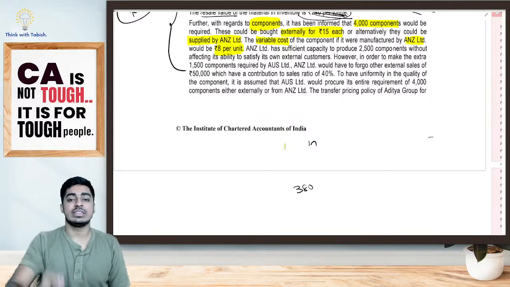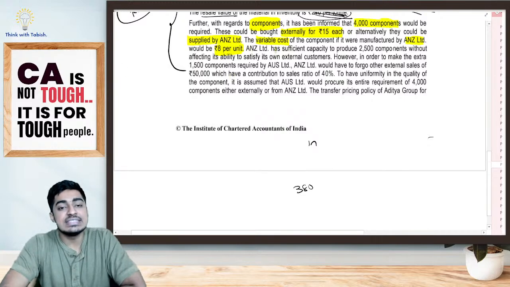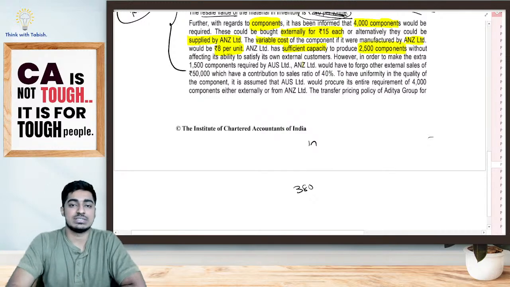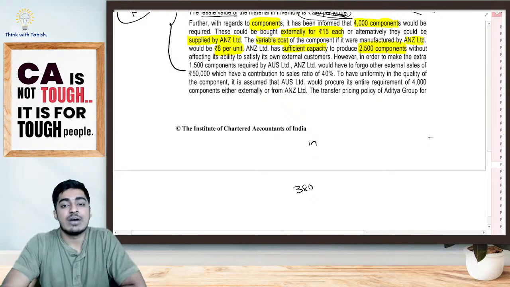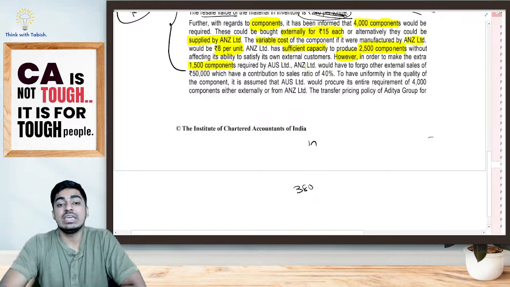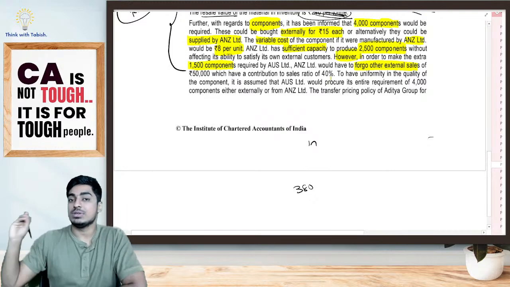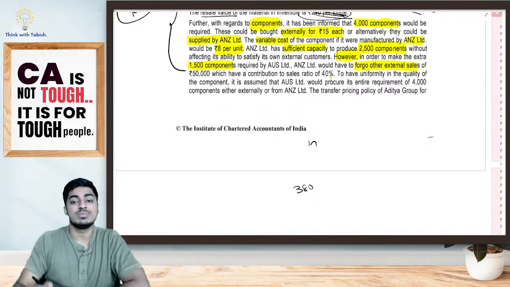But look at this. In total, I want 4,000 components. What is the question telling? ANZ has sufficient capacity to produce only 2,500 components. However, in order to make the extra 1,500 components, what does ANZ have to do? It has to forego some external sales, on which the contribution would be lost. So not just the variable cost, the lost contribution should also be considered.